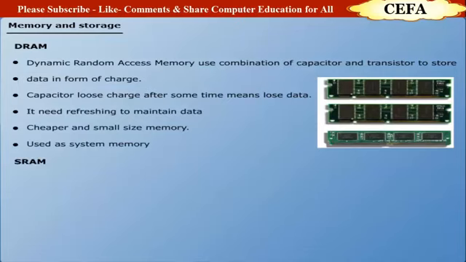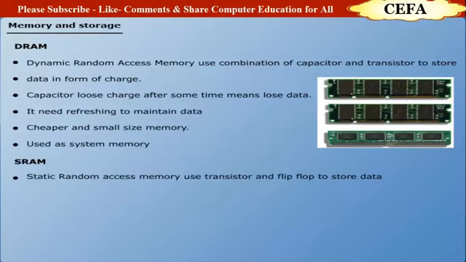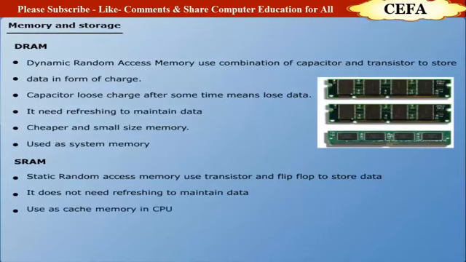SRAM. SRAM stands for Static RAM. In SRAM, a combination of transistor and flip-flop is used to store data. It does not need refreshing. Static RAM is generally used for cache memory, which can be accessed more quickly than DRAM. SRAM is faster than DRAM but is costly, so it cannot be used as system memory.